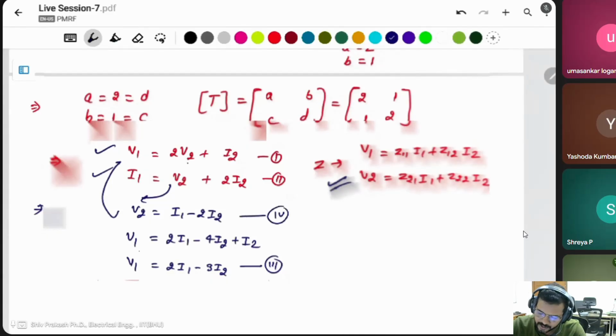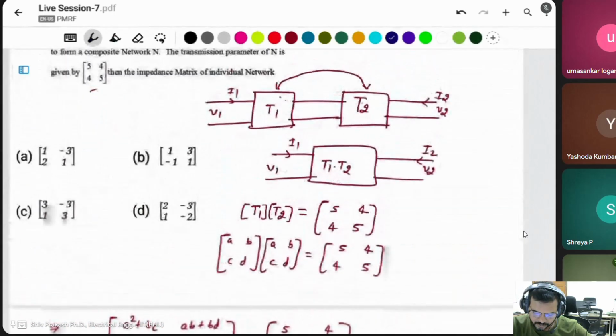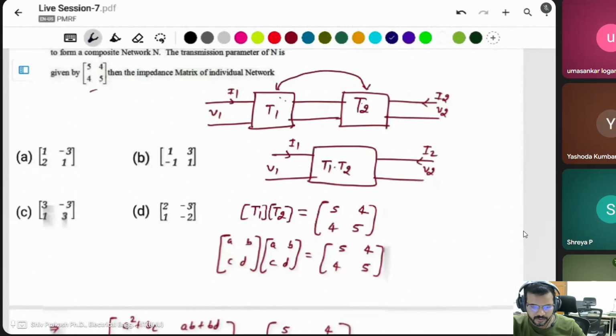Rearrange this one. Then you can say this Z parameter is equal to: 2, minus 3, this is 1, this is minus 2. Simply rearrange the equations. Don't go for the calculation or conversion formulas. Simply rearrange the equations, and we will get the other parameter. Okay, I think option D is correct.